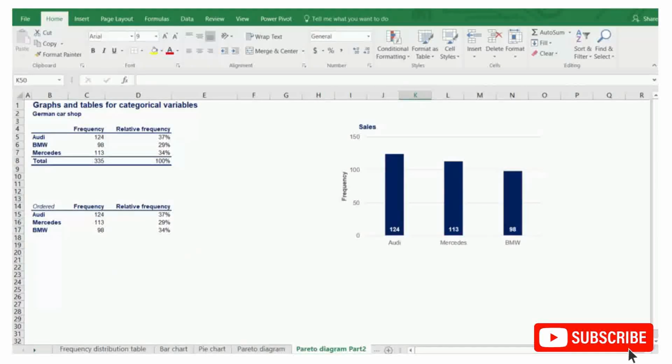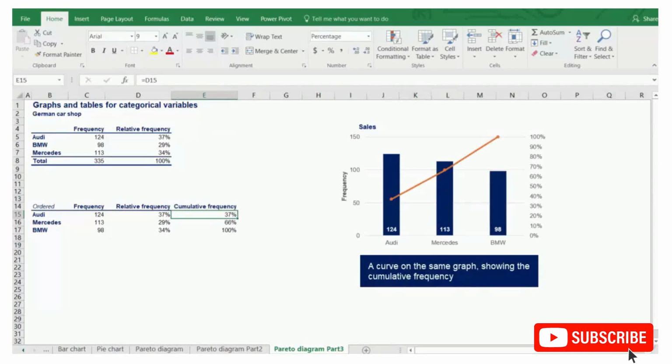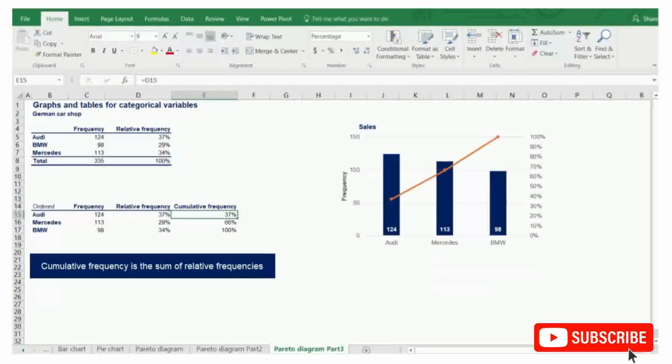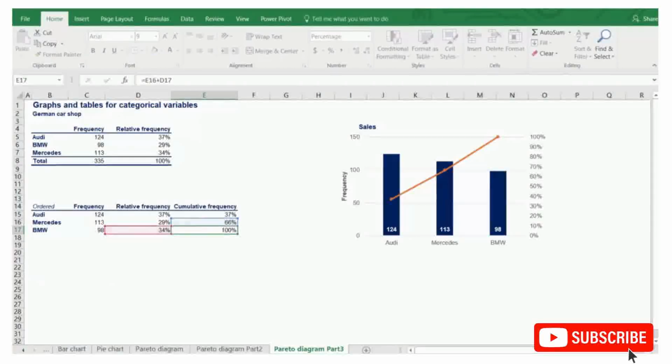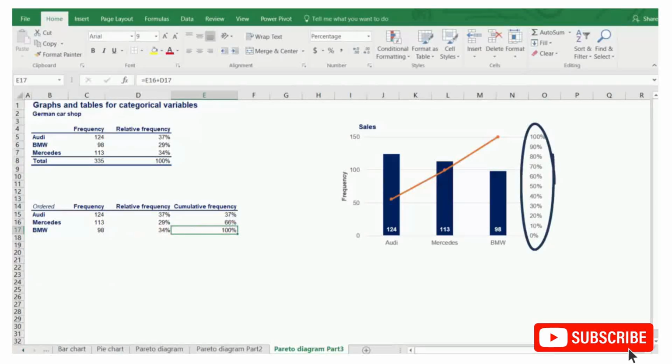There is one last touch to make it one. A curve on the same graph showing the cumulative frequency. Cumulative frequency is the sum of the relative frequencies. It starts at the frequency of the first brand, then we add the second, the third, and so on until it finishes at 100%. This polygonal line is measured by a different vertical axis on the right of the graph. At the end of its vertices, it shows the sum total of the categories to its left.